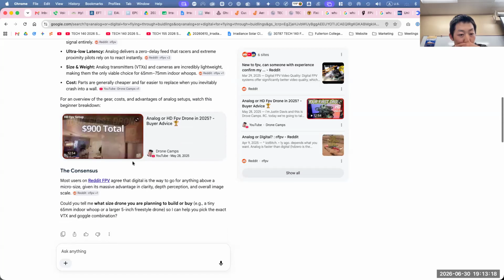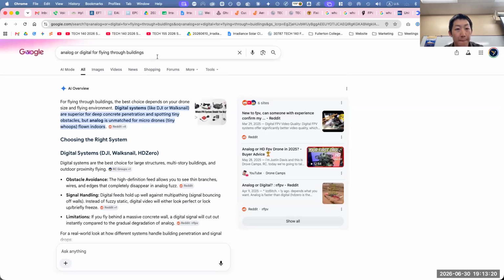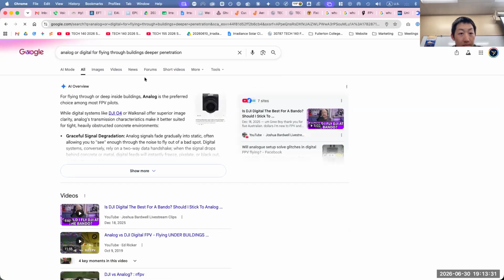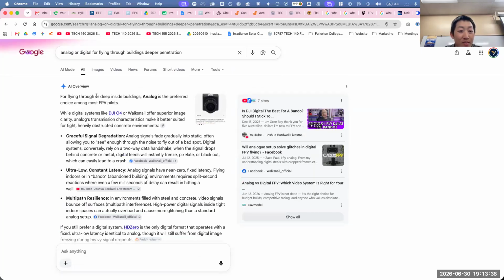But you don't have to do a full GoPro either. You can get the naked GoPros, which is basically a completely dismantled GoPro. And then you just 3D print or buy a little frame for it, so you don't have the weight dragging you down. Well, AI says analog is the preferred choice for flying deep inside buildings. This is what I was talking about earlier. The signal degrades gradually. Digital can just drop. Ultra low latency is good if you're flying fast.